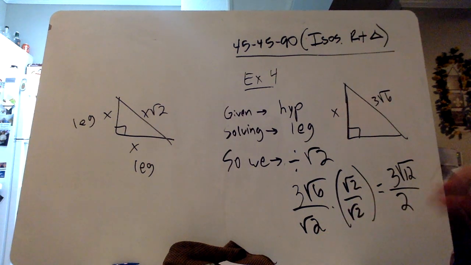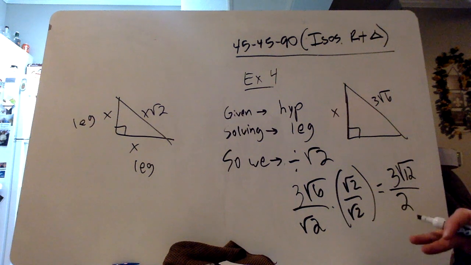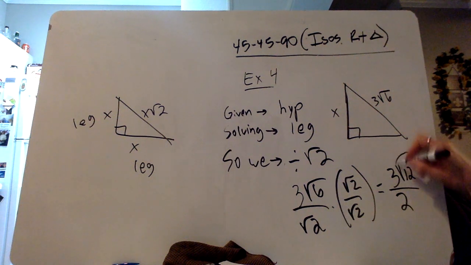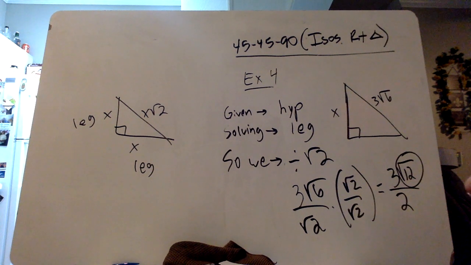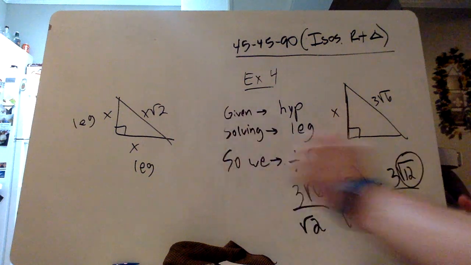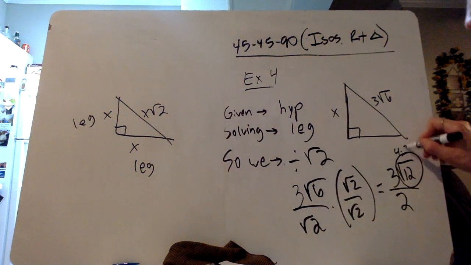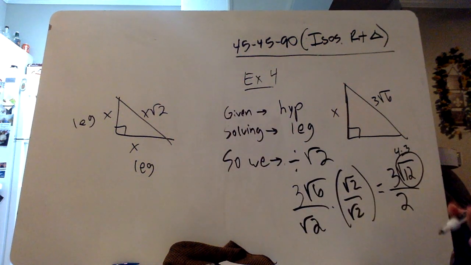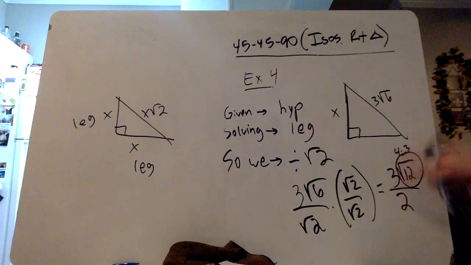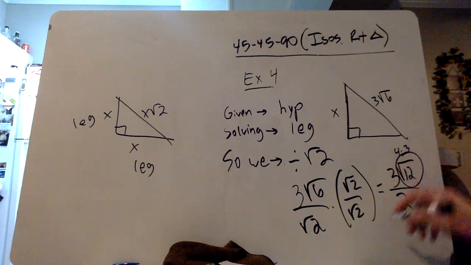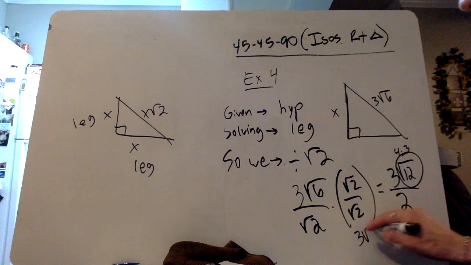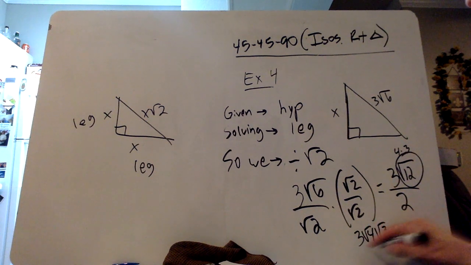Now the problem is, guys, you still need to simplify. The joy of math. You need to break this down. What does 12 break down into? Into your perfect squares. You know that list that we did last class? 4 and 3, because 4 is a perfect square. All right, so this problem turns into 3 square root of 4 square root of 3 over 2.